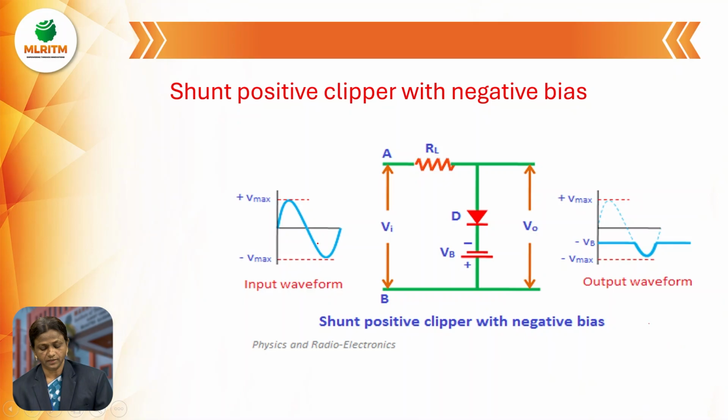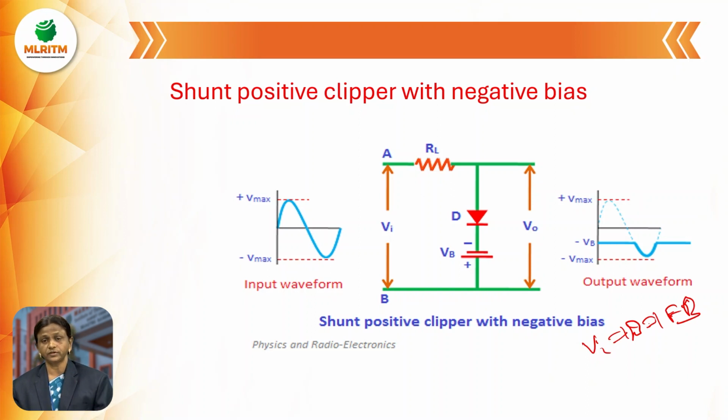During the positive half cycle, terminal A becomes positive, terminal B becomes negative. When terminal A becomes positive, the positive terminal is connected to the anode of diode D. This is positive, this is also positive. Now diode D is in forward bias. So due to VI, diode D is in forward bias.